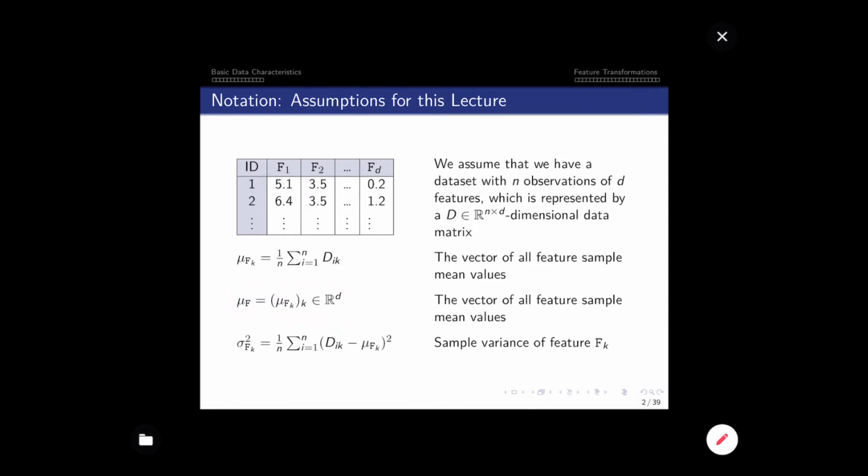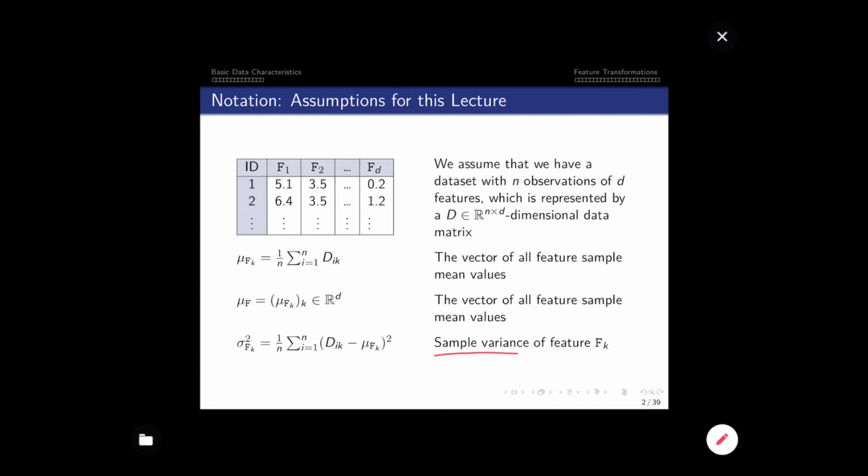And then we denote here with sigma fk the variance. This is the sample variance of feature fk. You might have learned a different notation which uses n minus 1 instead of n. So both computations of the variance are valid. It's just a matter of tradition in the field what you use. For example, in machine learning, we use the sample variance.